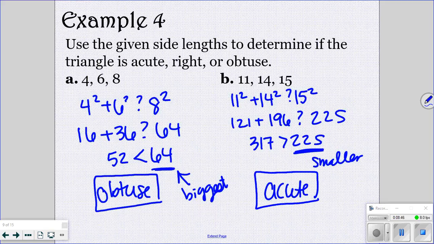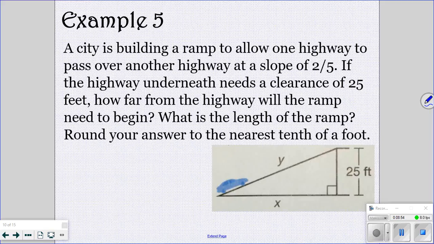Okay? So that's how you can use your inequality theorem on your triangles. We're going to look at one more practice problem. We have a ramp that is being built, and they want to make the slope 2 to 5. And we need 25 feet of clearance. How far are we going to be away from the highway, and what is the length of the ramp?